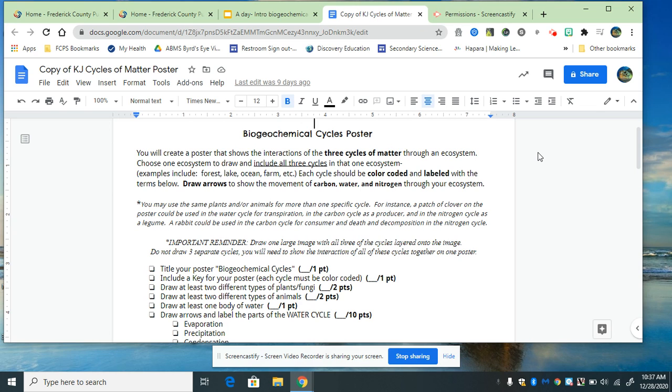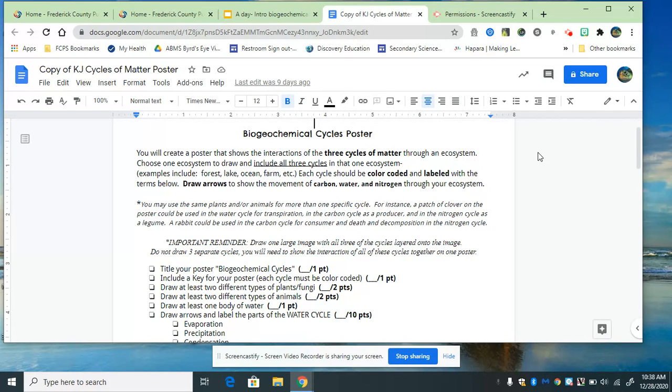Today you will create a poster that shows the interactions of the three cycles of matter through an ecosystem. First, you're going to choose an ecosystem and draw all three cycles on that ecosystem. Examples of an ecosystem could be a forest, a lake, an ocean, a farm, anything that you can think of that you could easily draw.